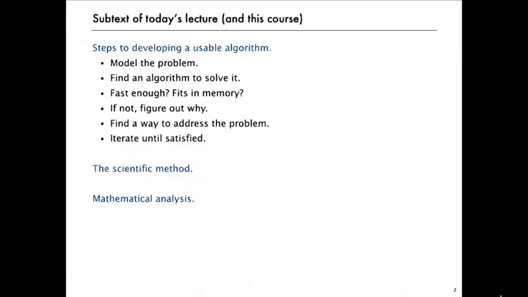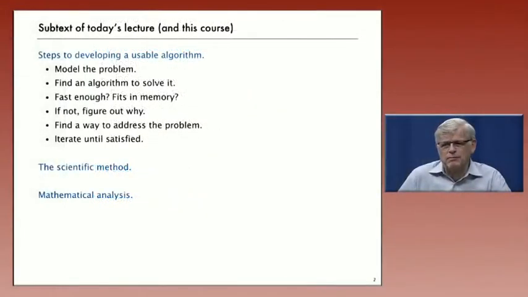The subtext of today's lecture really is to go through the steps that we'll follow over and over again to develop a useful algorithm. The first step is to model the problem. Try to understand basically what are the main elements of the problem that needs to be solved. Then we'll find some algorithm to solve the problem. In many cases, the first algorithm we come up with would be fast enough, maybe fits in memory, and we'd go ahead and use it and be off and running.